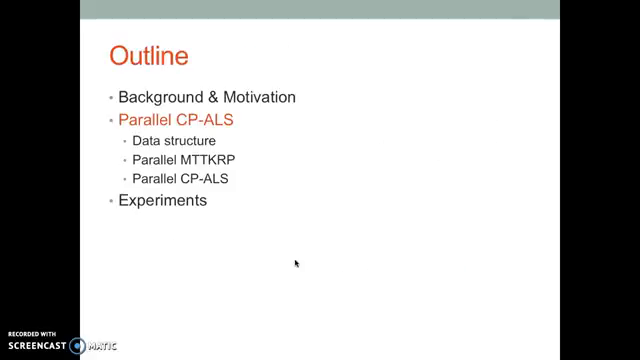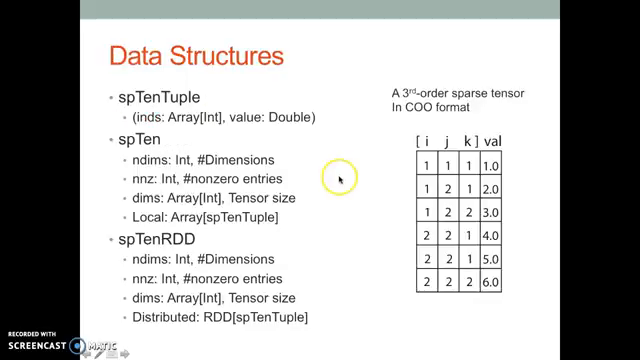So let's see our parallel CP-ALS algorithm. First, we designed three main data structures for sparse tensor. This is a third-order sparse tensor in coordinate format. So each line represents a non-zero with a value and its three indices. And the SPTuple is a class to represent each non-zero.